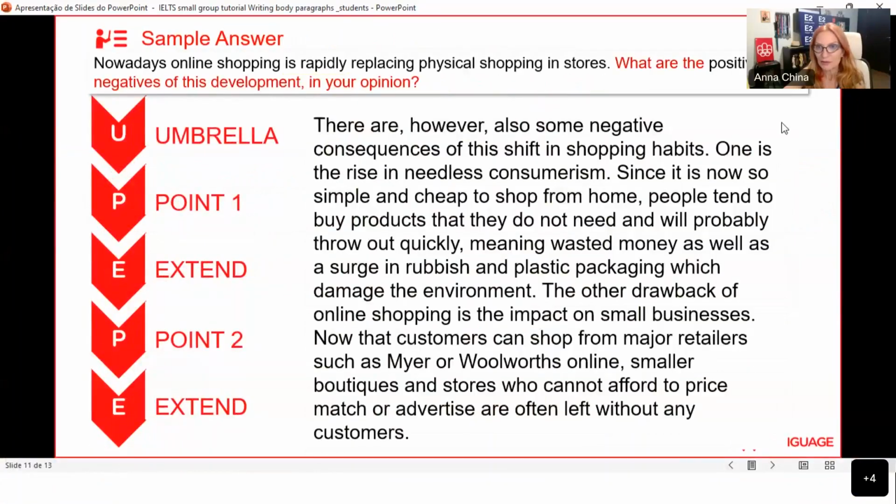So let's see the paragraph sample. This is the paragraph sample, the second body paragraph. There are, however, also some negative consequences of this shift in shopping habits. One is the rise in needless consumerism. Since it is now so simple and cheap to shop from home, people tend to buy products that they do not need and will probably throw out quickly, meaning wasted money. So here, the effect, what is the impact? Wasted money as well as a surge in rubbish and plastic packaging, which damage the environment.